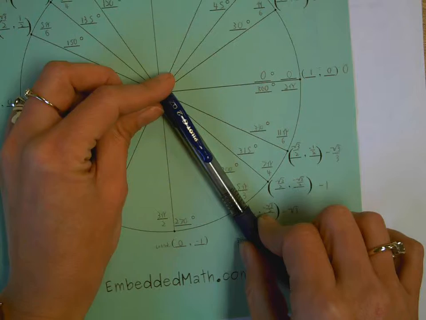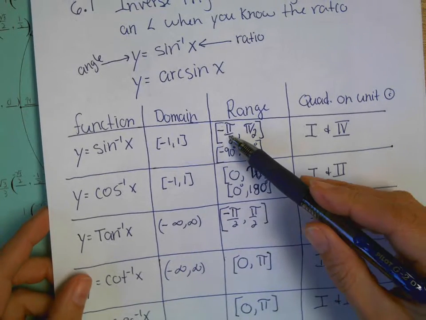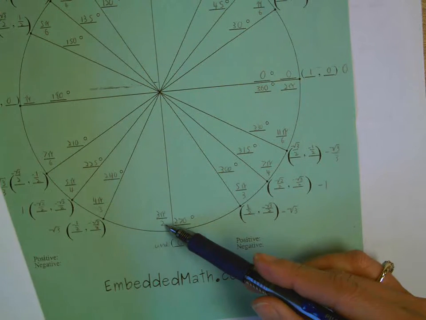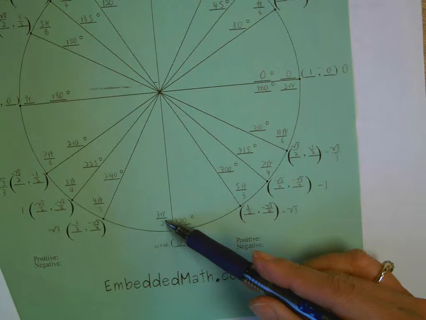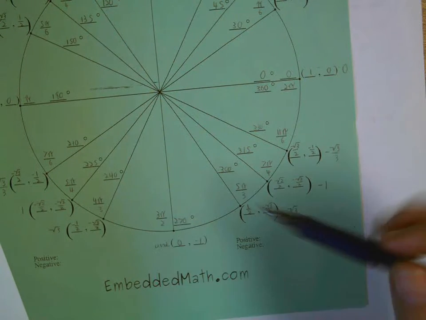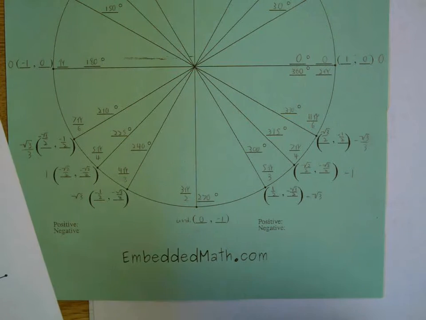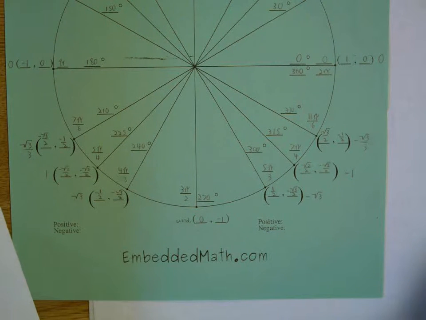Why did you want negative pi over 3? Because the range has to go between negative pi over 2, which is down here and equivalent to positive 3 pi over 2. Wait, where's negative pi over 2? Just going backwards, pi over 2. You don't have any negative angle measures on here.